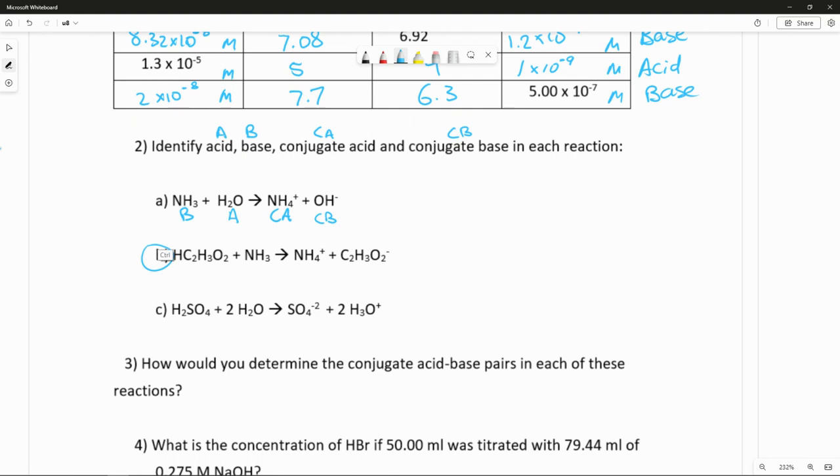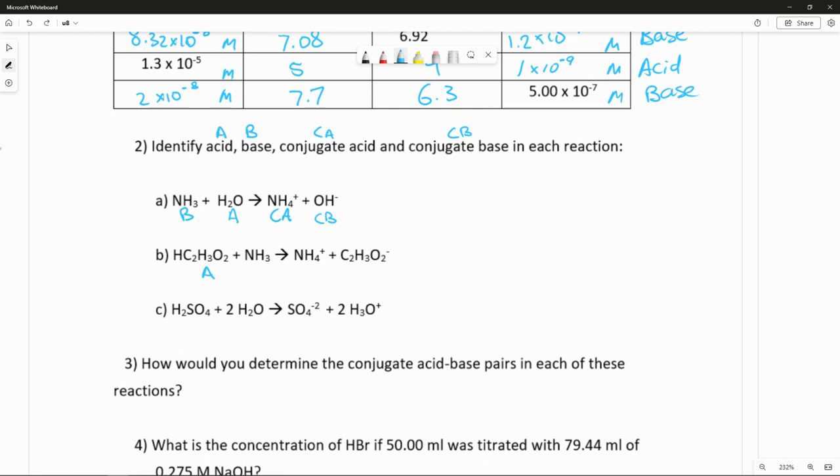Take a look at B. We have HC2H3O2 plus NH3 producing NH4 and C2H3O2. We know based on this that this H is being donated to the NH3, making this thing an acid. This thing that I refer to is actually acetic acid.